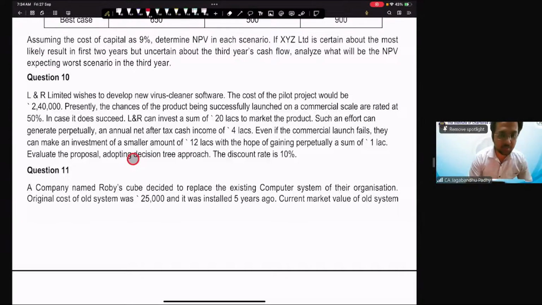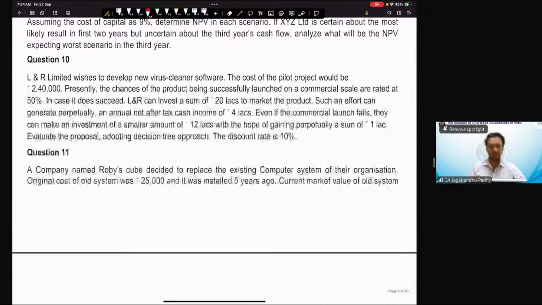The discount rate is 10%. Okay. Now, let me just draw the tree diagram, right? Before that, I'll just give you 10 seconds. Quickly go through the question, try to memorize, try to summarize in your mind what is happening, and then we will try to do it in Excel or on pen and paper. Just go through the question once again. 10-15 seconds, read the question once again, try to visualize what situations are going to arise, and then we will start with the solution.